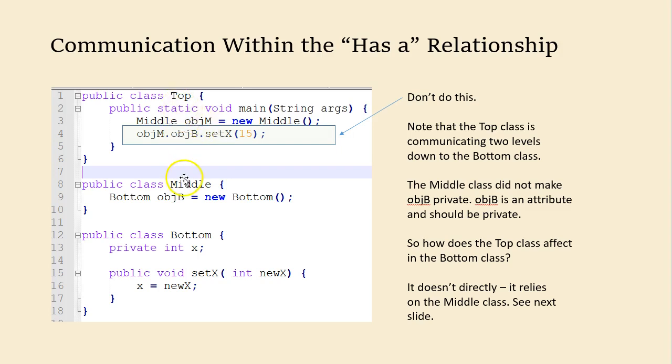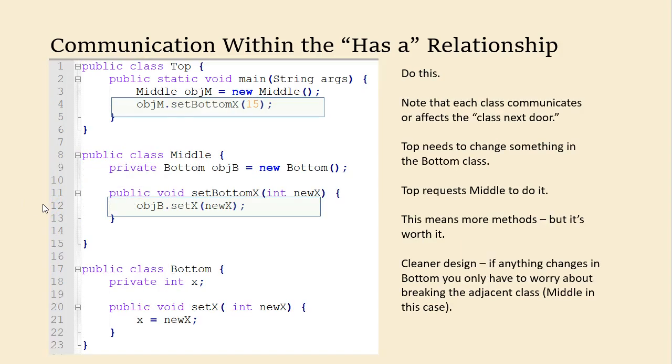What you're doing is you're reaching through too many classes. So the top is reaching through the middle down to the bottom. You really only want to talk to the class that you're directly associated with. If the top has a middle, it should only talk to the middle, and then let the middle deal with what's going on in the classes that it has. So here's a different way to do it.